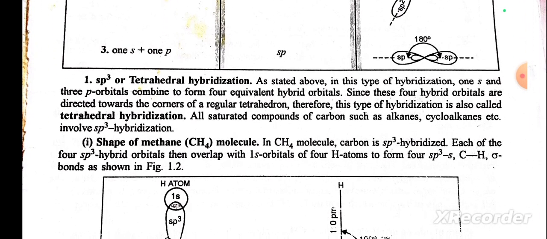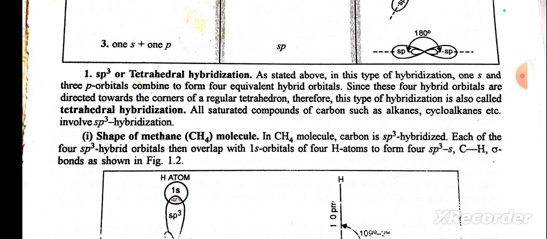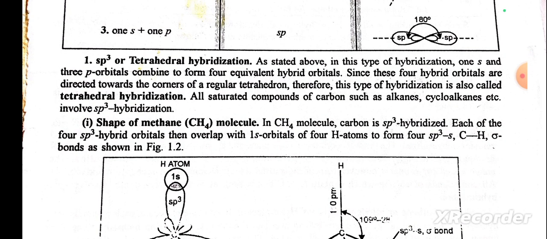First is sp3 or tetrahedral hybridization. As stated above, in this type of hybridization, one s and three p orbitals combine to form four equivalent hybrid orbitals. Since the four hybrid orbitals are directed toward the corners of a regular tetrahedron, this type of hybridization is also called tetrahedral hybridization. All saturated compounds of carbon such as alkanes and cycloalkanes involve sp3 hybridization.